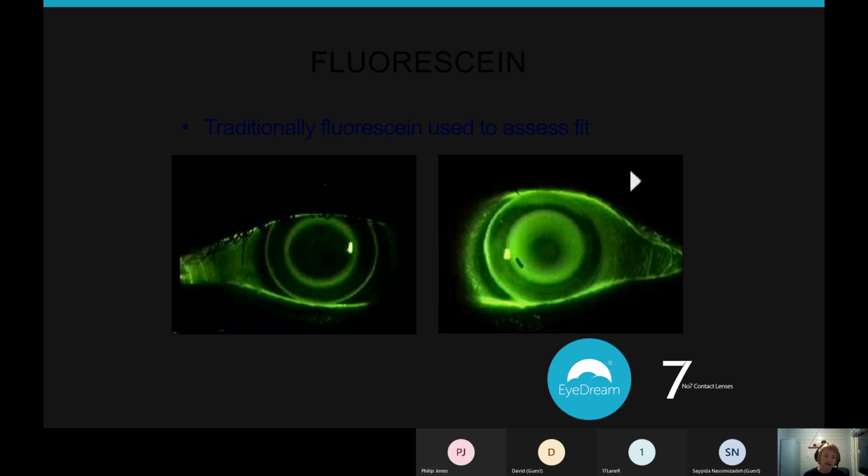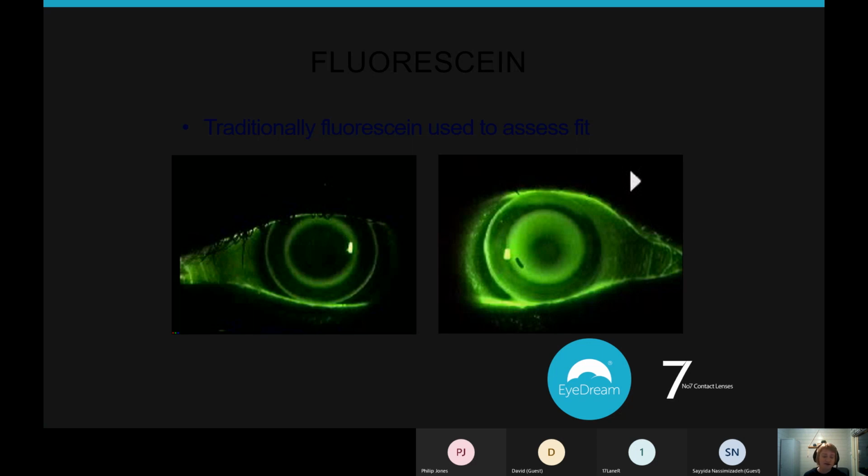And so you would get images like the one on the left and one on the right, and what everybody tended to do was fall immediately into the trap of saying that one was flat or steep. And we know that Ortho-K lenses are really best not described in terms of flat and steep, because both of those images that you can see in front of you have elements of them that are too flat and elements of them that are too steep.